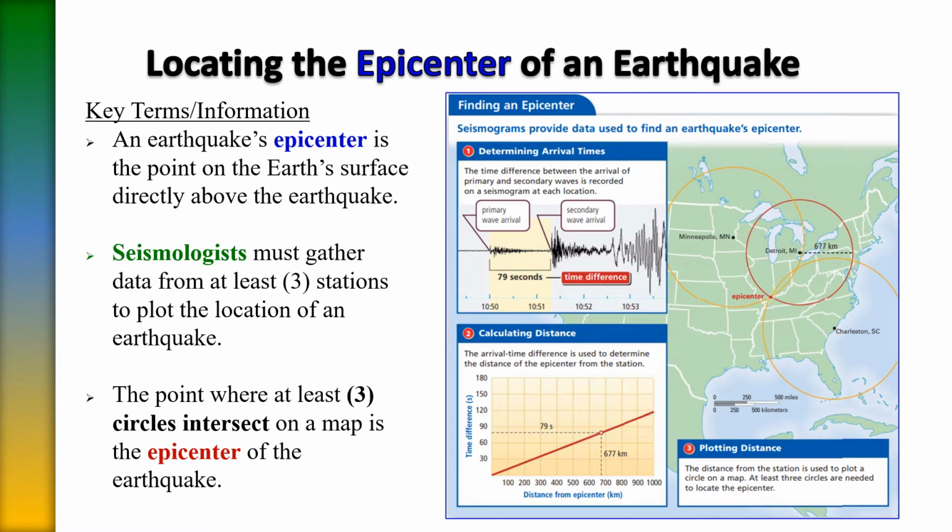An earthquake's epicenter is the point on the Earth's surface directly above the earthquake. Seismologists must gather data from at least 3 stations in order to plot the location of an earthquake. So the point where these 3 circles intersect on a map is the epicenter of the earthquake. In the diagram shown, the point where all 3 circles touch at one point is what you consider the epicenter of the earthquake.